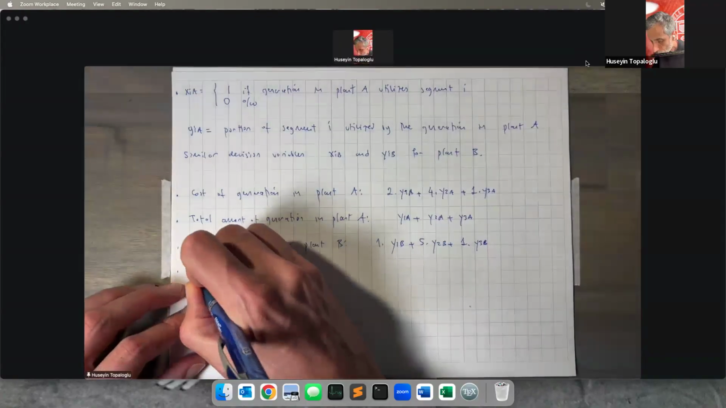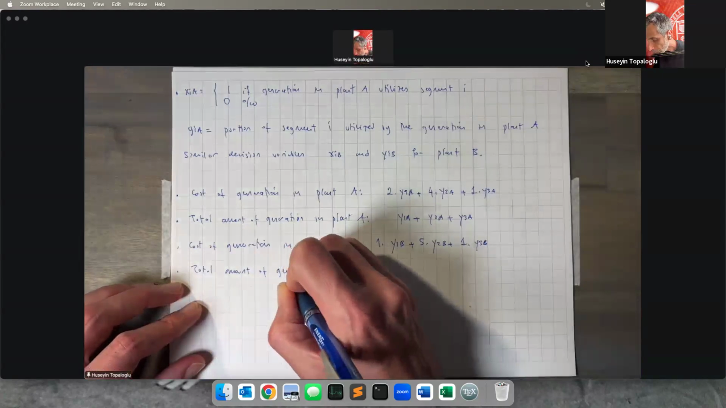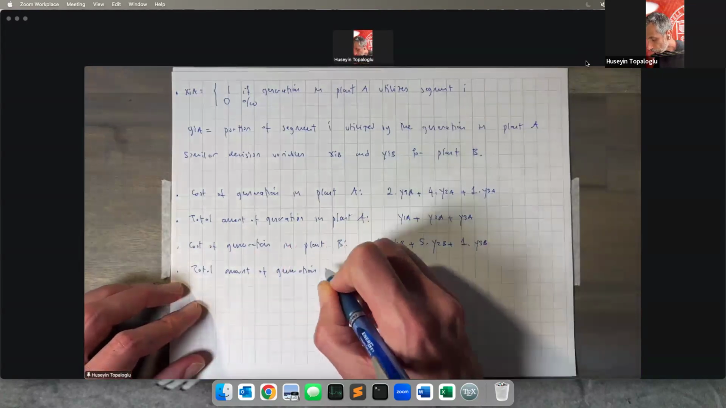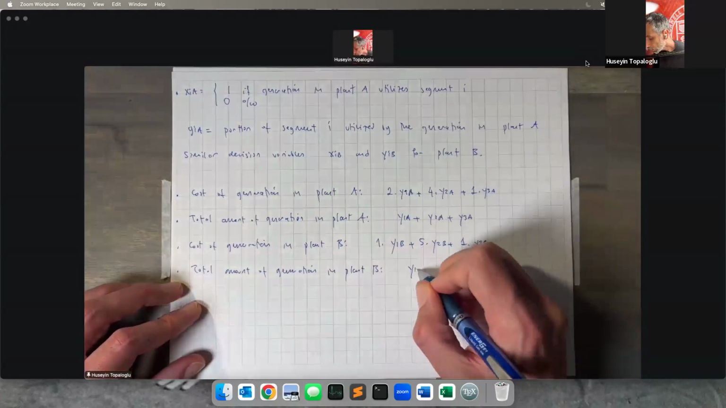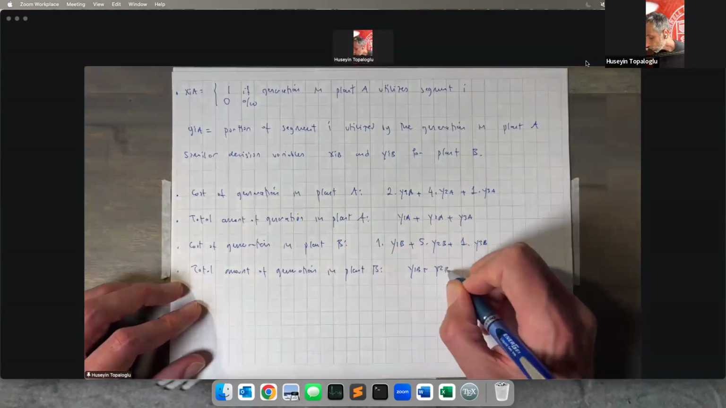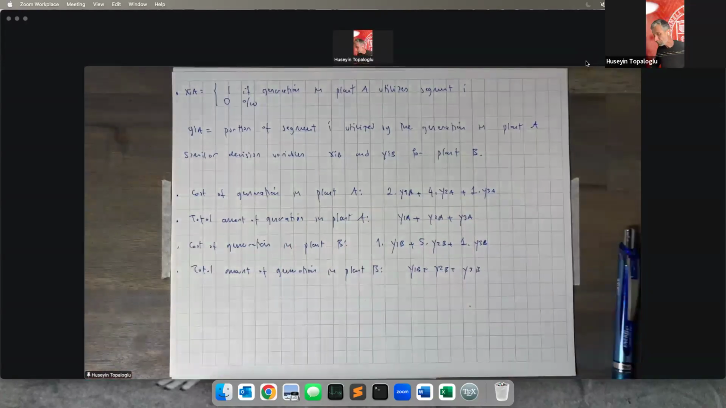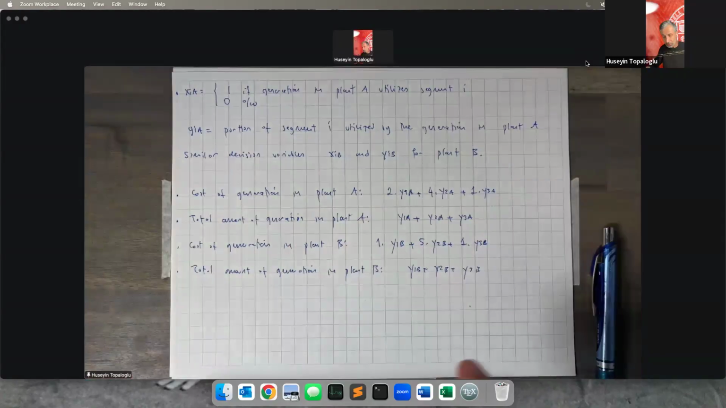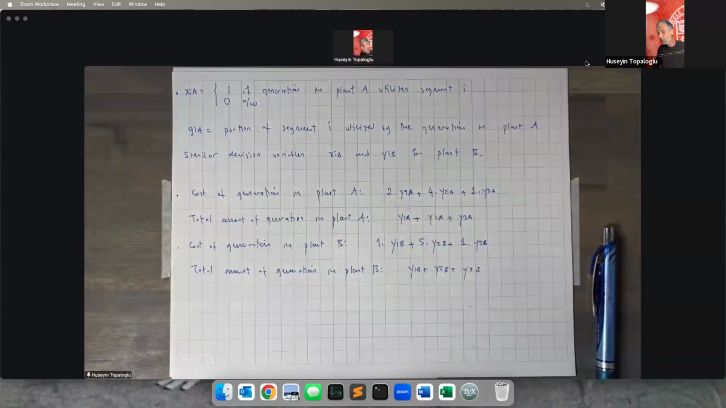And likewise, what is the total amount of generation in plant B? That is how much we utilize the first segment, how much we utilize the second segment, and how much we utilize the third segment in plant B. Okay, good. So those are pretty basic relationships that compute the cost of generation in each one of the plants and the total amount generated in each one of the plants.